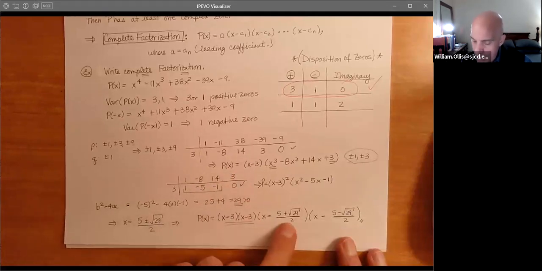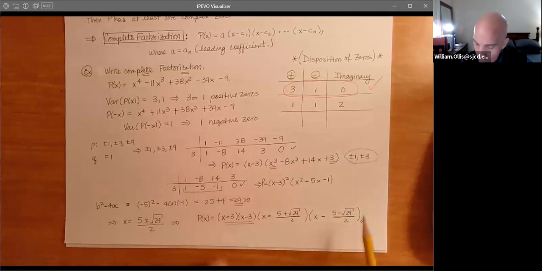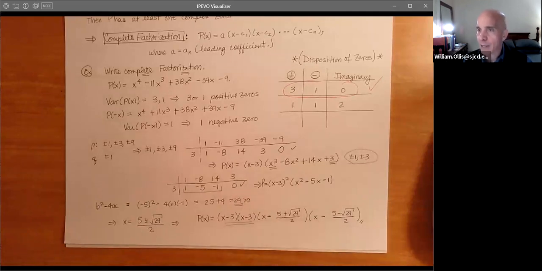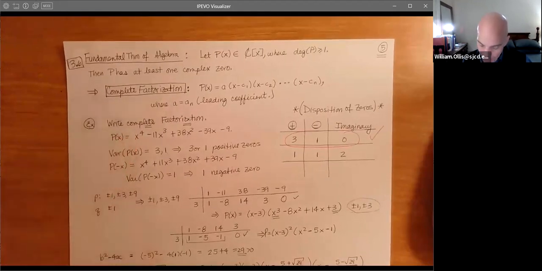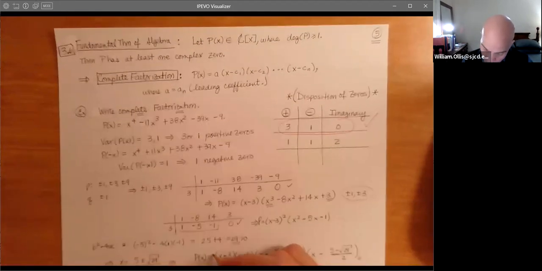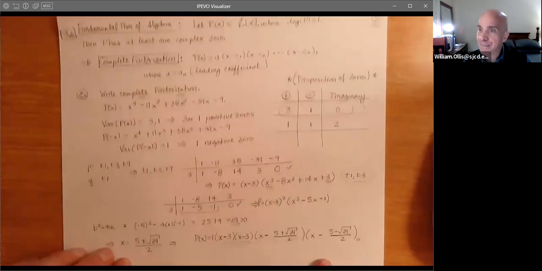So you have x minus the 0. And then the second 0 has 5 minus root 29 over 2. So we have complete factorization, all linear factors. Fundamental theorem of algebra applied until we don't have anything left except a constant polynomial. And in this case, the 1 here is right out here, 1. It's just kind of a shadow 1, okay?